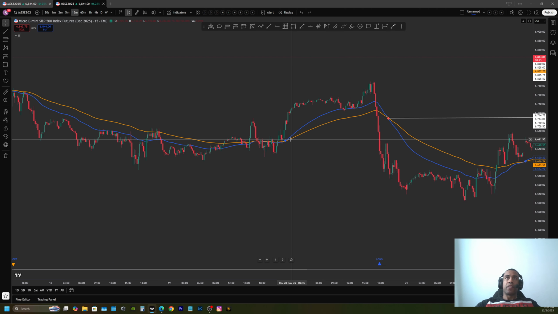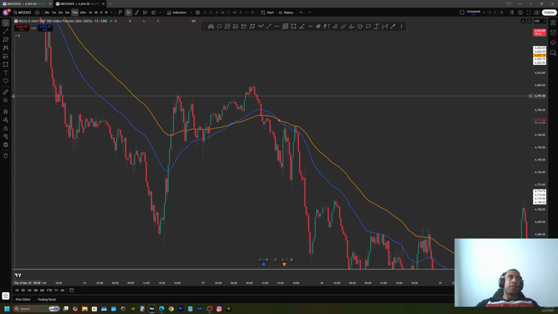Okay, let's see. This one's a losing trade, but you want to manage your downside, right? So 5 points. If it doesn't go back in your favor, forget about it. Okay. Let's see over here.